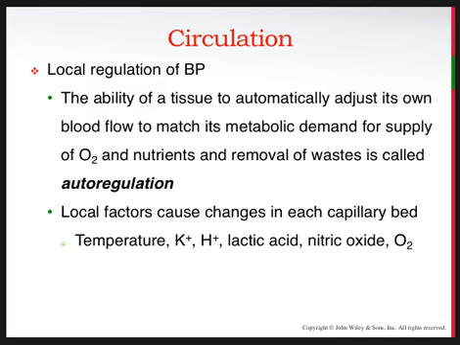You can see this through local changes, local factors, and they're going to act at the capillary bed. Remember, we're dealing with pressure at the capillary bed. So temperature, potassium and hydrogen ion concentrations, lactic acid, nitric oxide, oxygen concentrations, any of those things are going to play a factor. But when we talk about regulatory responses, we need to look at a very important set of differences between the pulmonary side and the systemic side of this circulation.